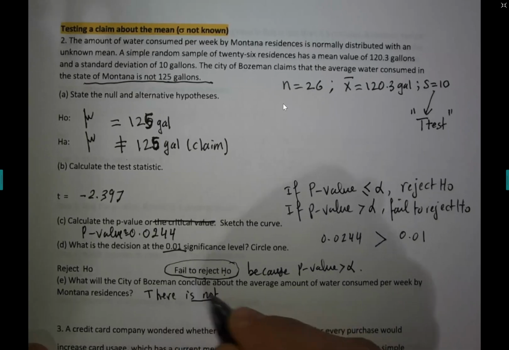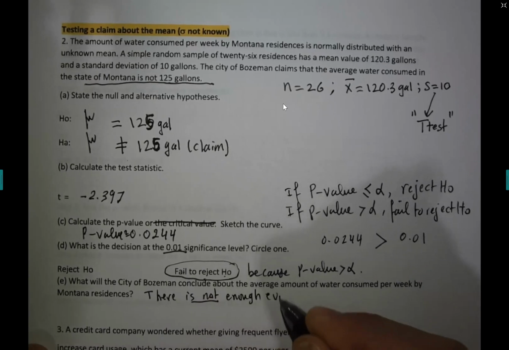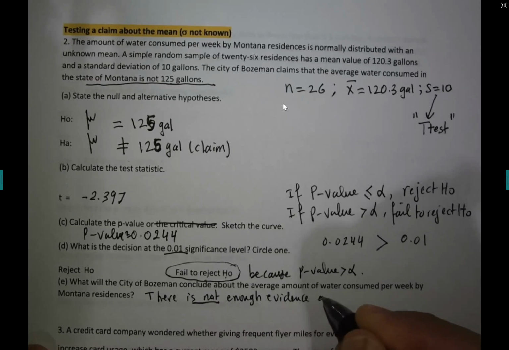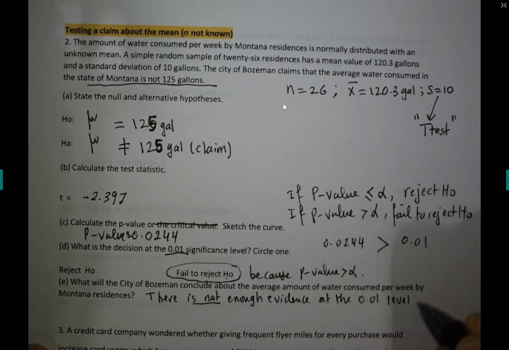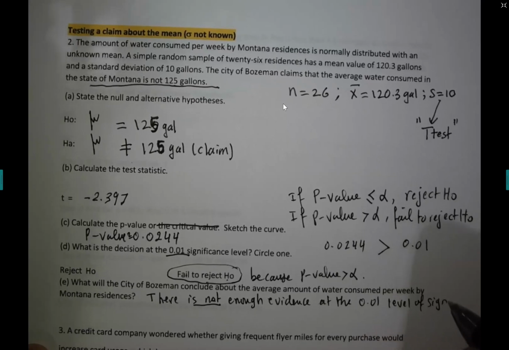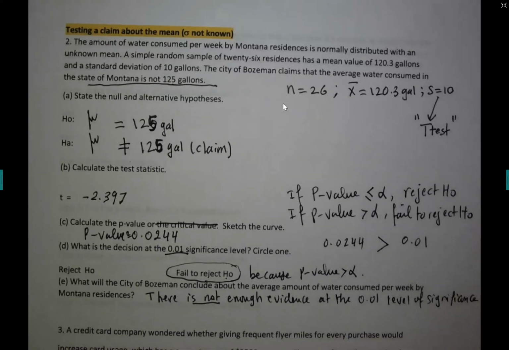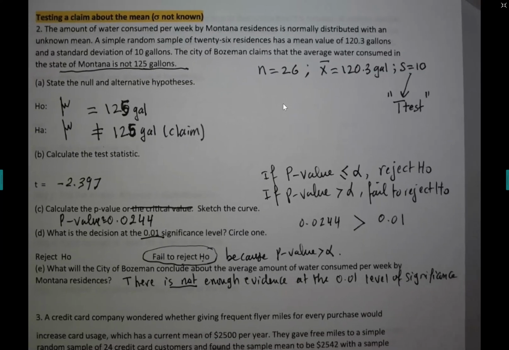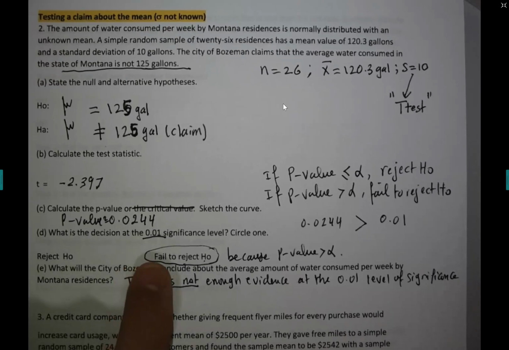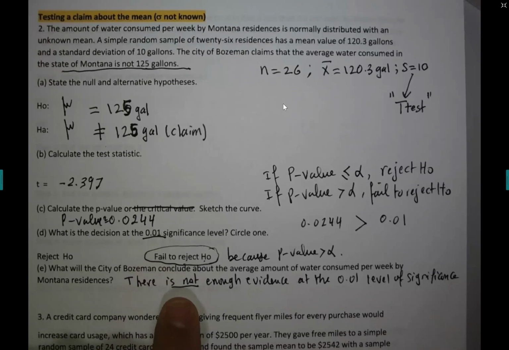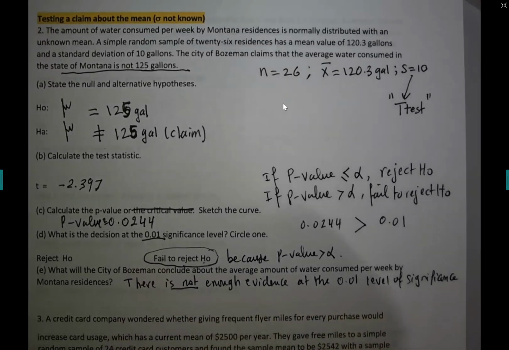So always fail, you begin with: there is not enough evidence at the 0.01 level of significance. When you do exercises online, you have to select the step. So it's going to give you 4 or 5 choices. You have to select one of them. So anytime you have a fail to reject H0, you start with there is not enough evidence at the 0.01 level of significance.